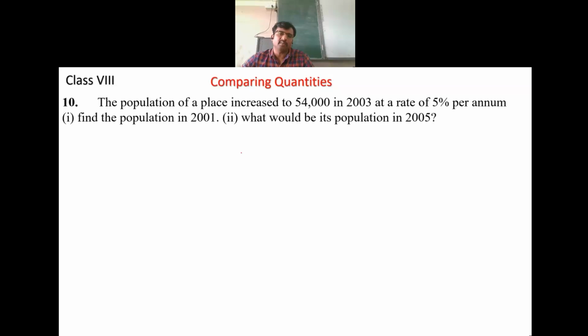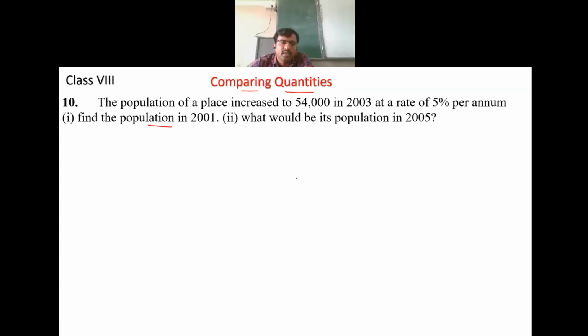Look at this question. Why have they given this population question in the compound interest chapter, comparing quantities chapter? Because, sir, in increasing and decreasing population, they will calculate the same percentage concept as compound interest. Because we are using the same formula to calculate. How to use the same formula here?